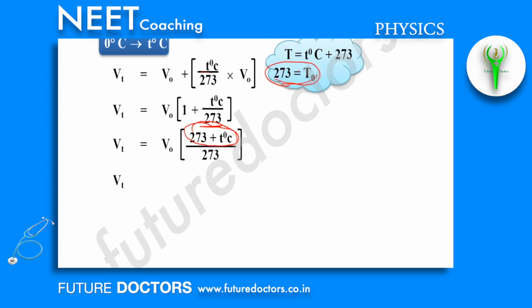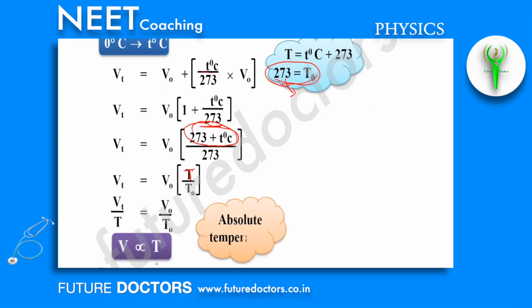So Vt is equal to V naught into T by T naught. That is Vt. Or Vt by T is equal to V naught by T naught. Or V is directly proportional to temperature. So volume is directly proportional to temperature.